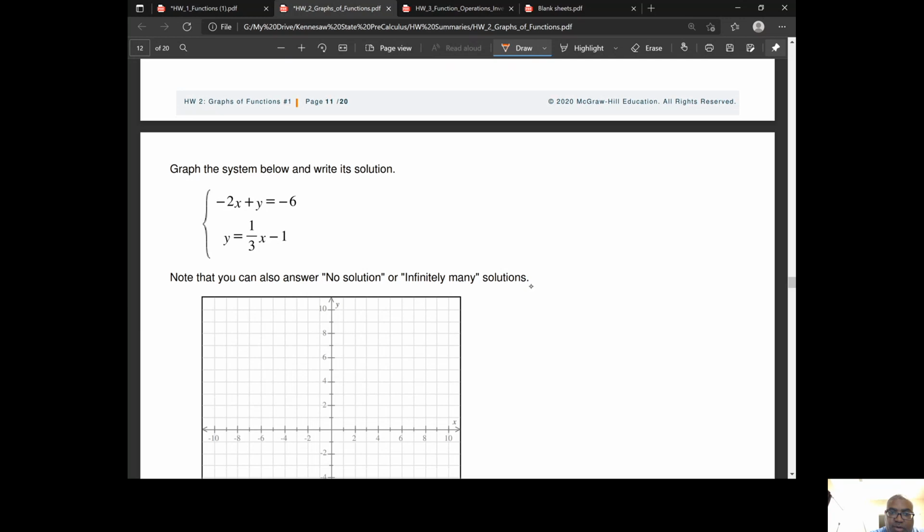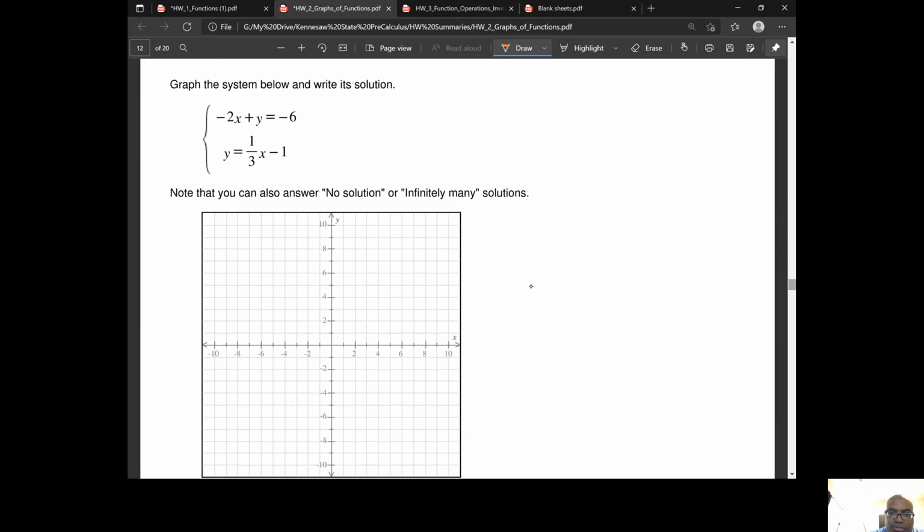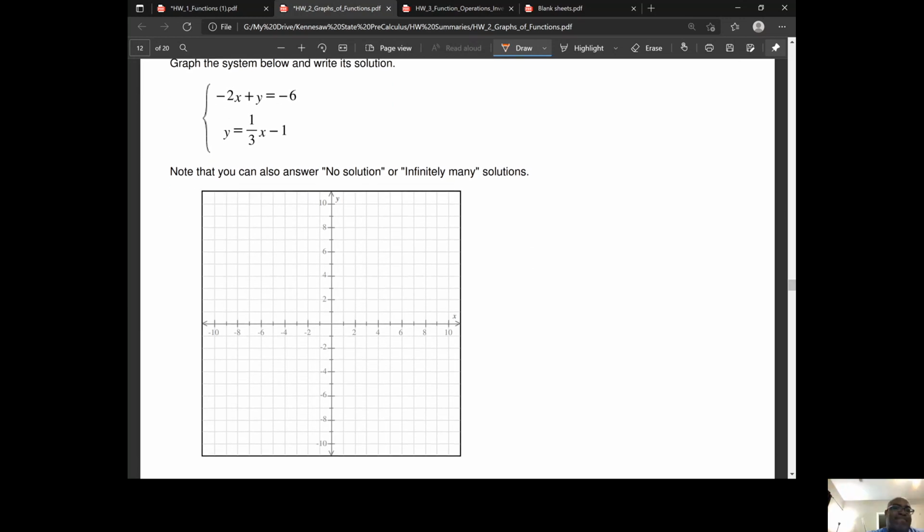18. Graph the system and write a solution. Okay. The first thing we want to do, there's a few different ways to do this. They ask us to graph it, so we'll graph it. But you can definitely use your graphing calculator to graph this. We need both of these in slope-intercept form. So I'm going to add 2x to both sides. And I get y is equal to 2x minus 6. And I get y is equal to 1/3 x minus 1.